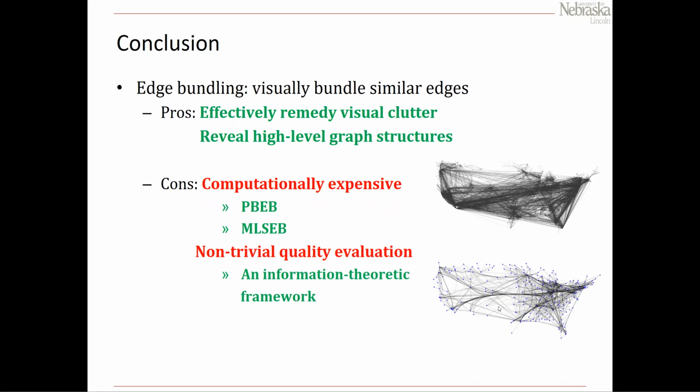So in this talk, I introduced two of our works. The first one uses hardware acceleration to increase the efficiency of this algorithm. And the second one, we introduced the moving least square algorithm to further reduce the complexity of the edge bundling. And meanwhile, we also use information theory to propose an evaluation framework to compare the different edge bundling algorithms.